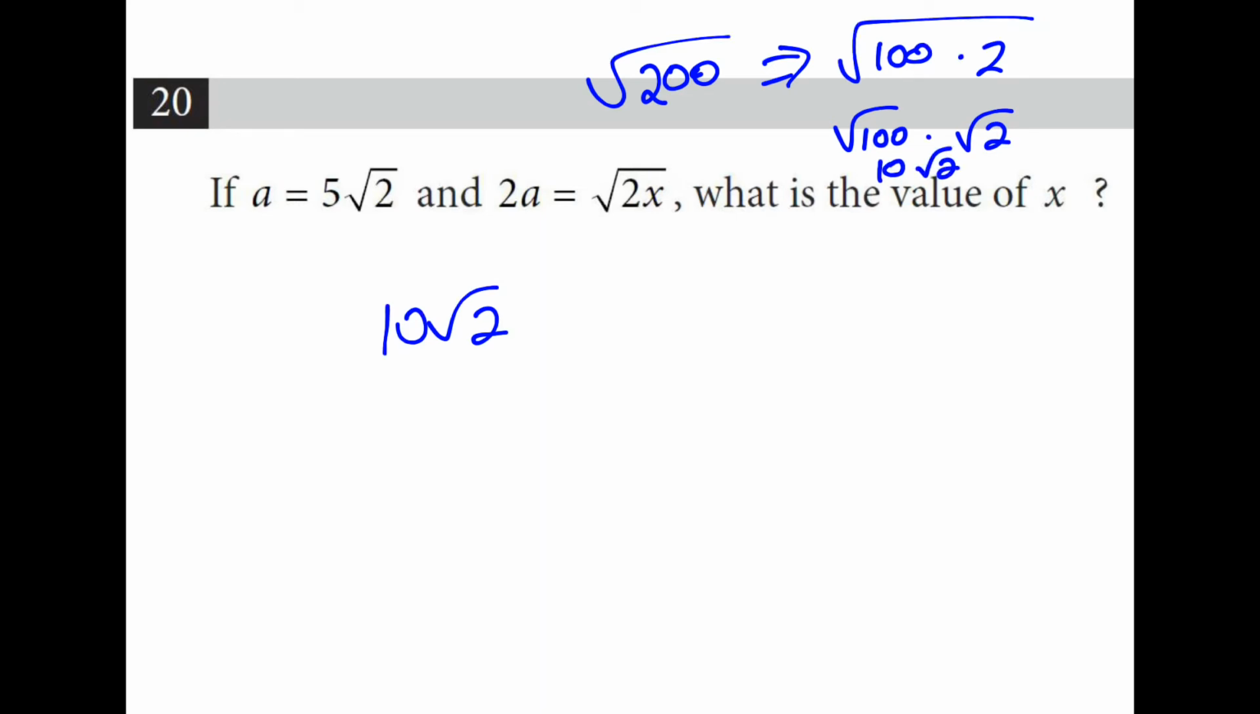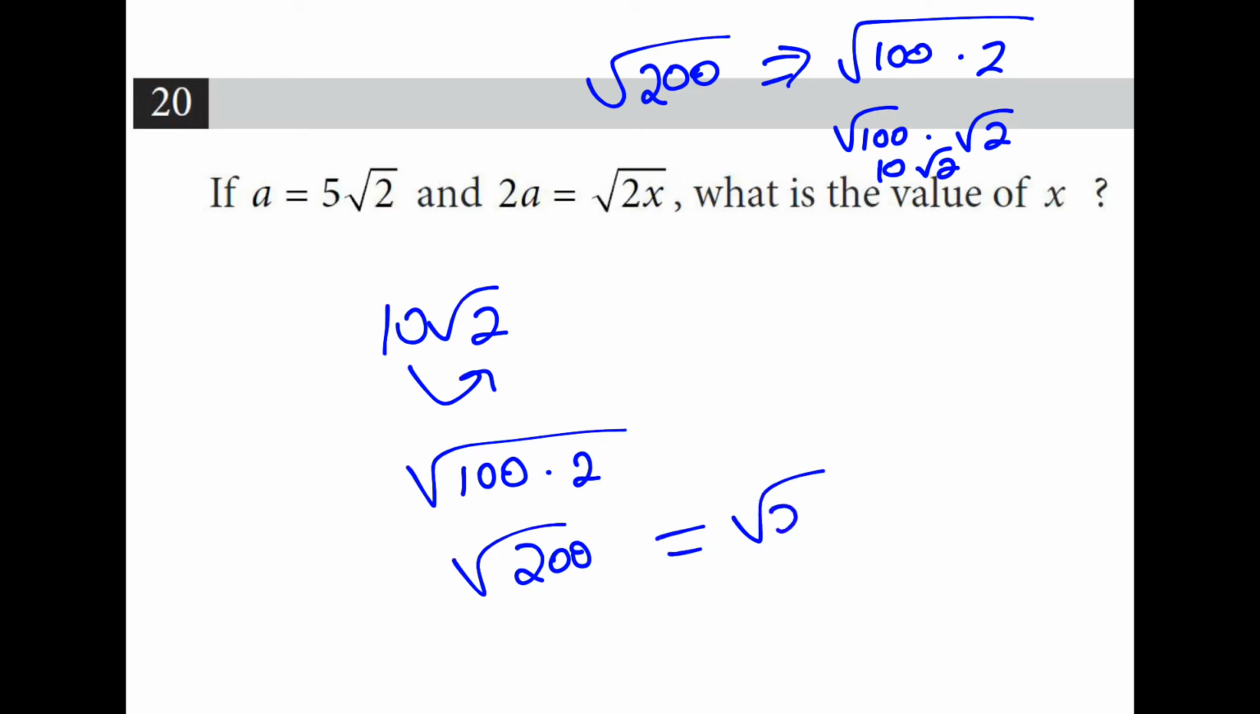We can do the same thing in reverse. We can stick the 10 back underneath the radical, and this becomes 100 times 2, or the square root of 200. So if I set that equal to the square root of 2x, then suddenly 200 is equal to 2x, or 100 is equal to x, my final answer.